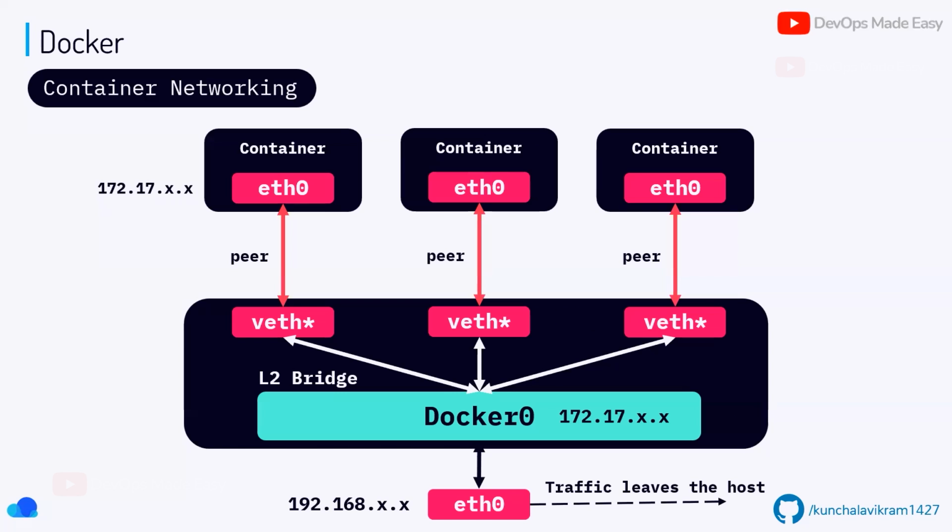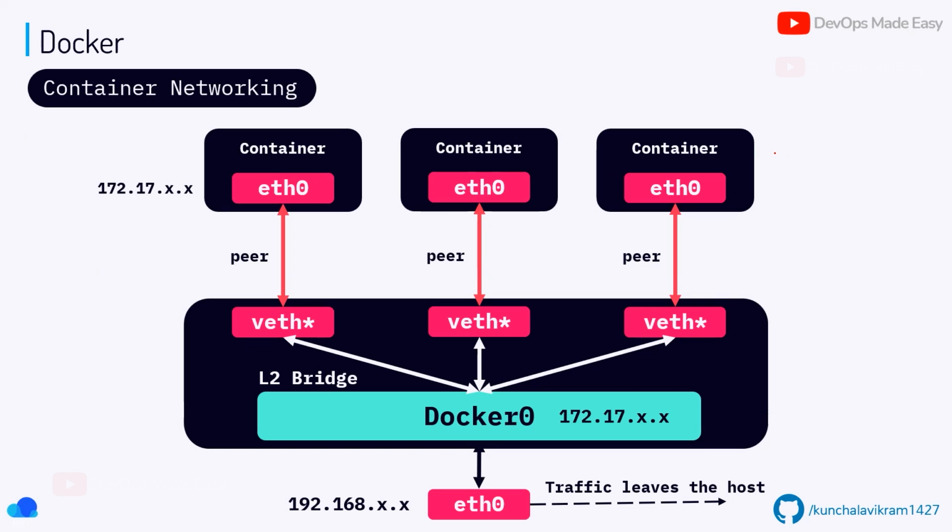Of course you can also create your own bridge network and then attach containers to it so that other containers cannot talk to these containers. So you can also create such isolation. Okay, so this is a basic diagram to understand container networking: how each container gets its IP address and how the communication flows.